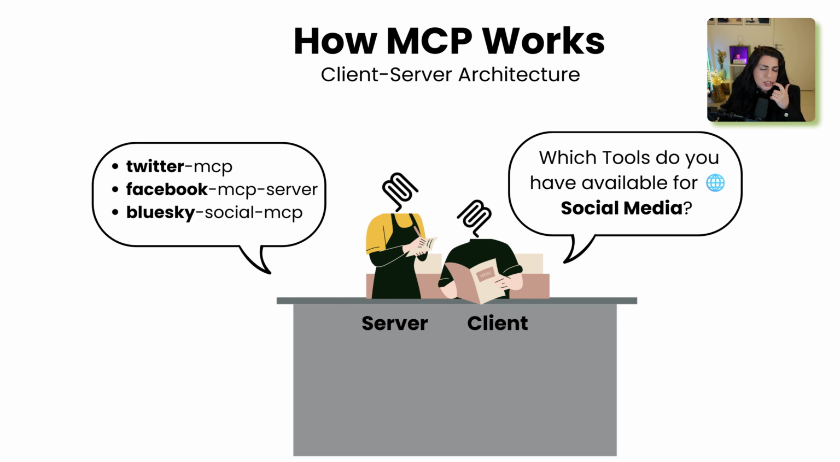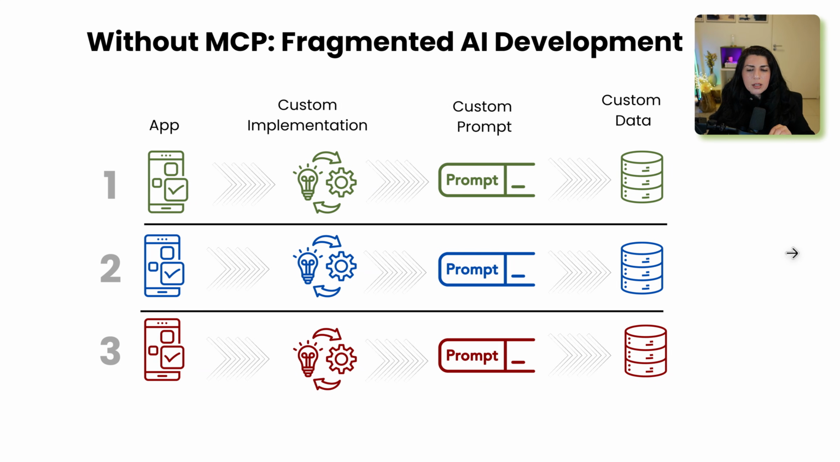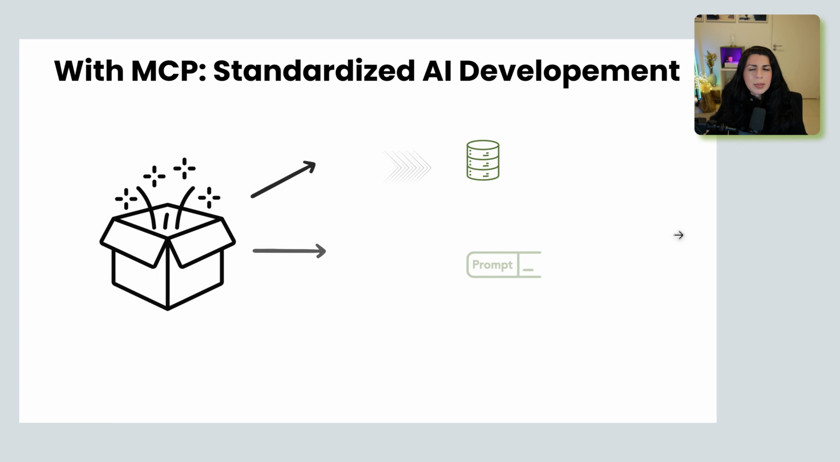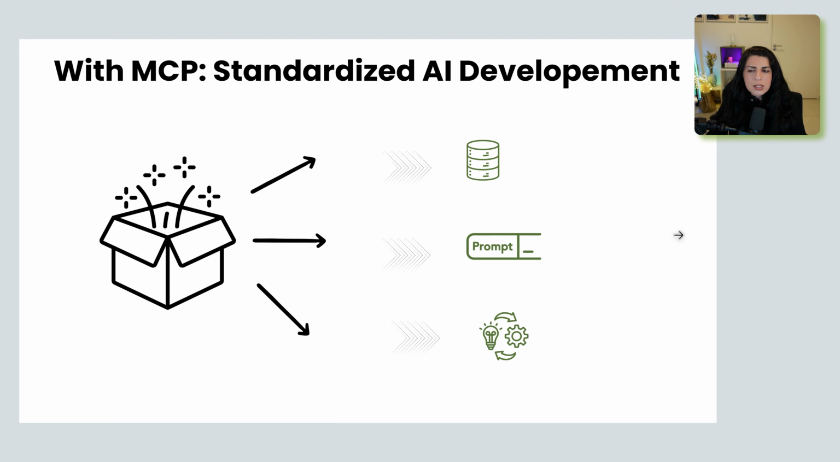So we have this client-server architecture. We will ask, what kind of tools do you have for social media? And I would say Twitter, so X, Facebook, and Bluesky, for example. So normally, for each of your apps, each of your projects, you will have this custom implementation, custom prompt, custom data, and you repeat that process. That's fragmented. But if you want to standardize it, you basically have it all packaged and you can use it the next time. So let me show you how to do it in code.